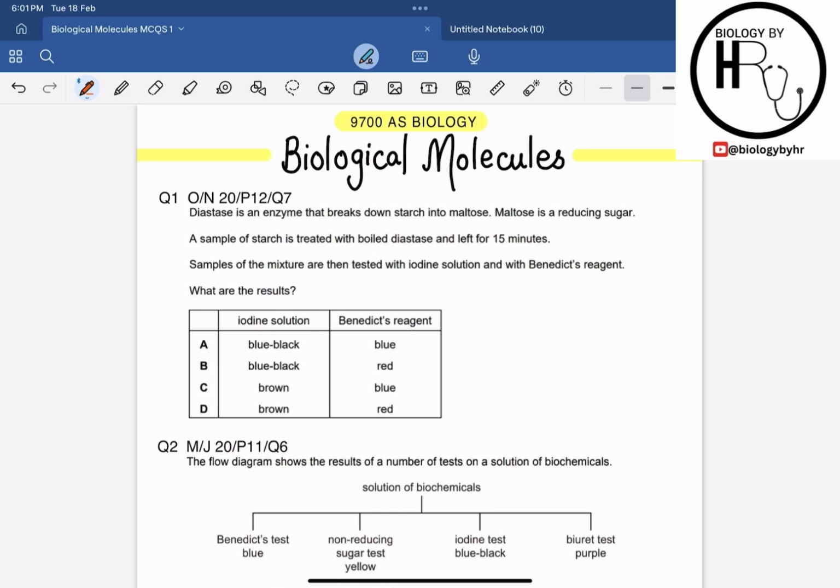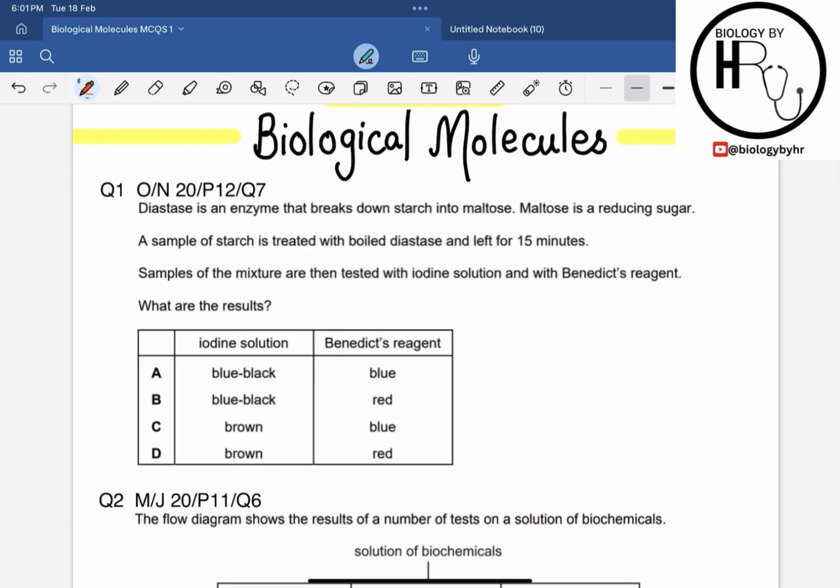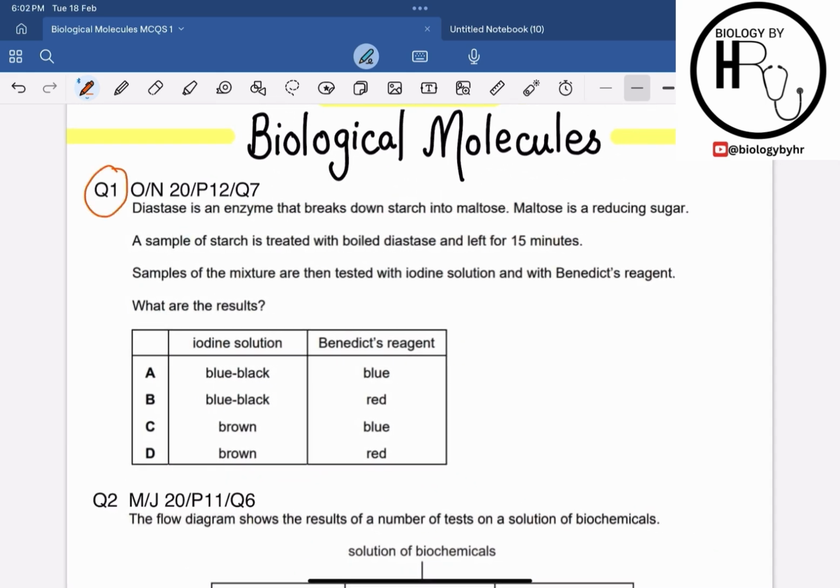Bismillahirrahmanirrahim. Let's see what question 1 has to say. Question number 1 is from October-November 2020, paper 1, question 7. It says that diastase is an enzyme that breaks down starch into maltose. Starch is a polysaccharide, right? And maltose is a disaccharide. Maltose is a reducing sugar, no doubt.